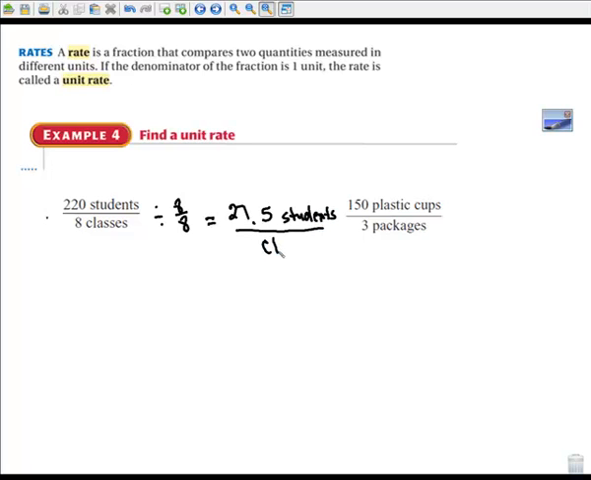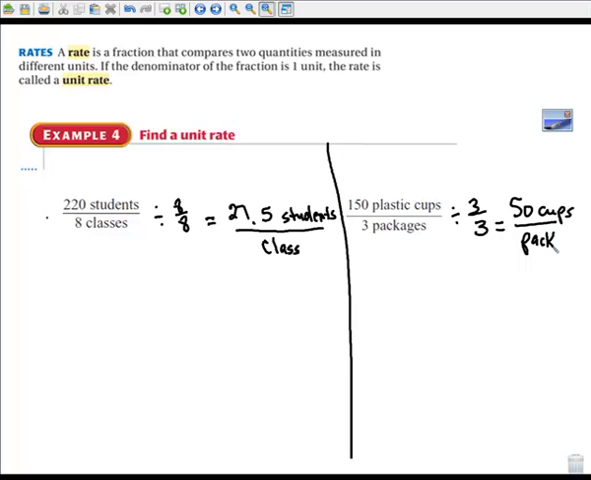per class. No, you can't have a half student, but statistically, statisticians look at halves, fourths, etc. So 150 plastic cups in 3 packages, I want to know how many per package. So I'll divide by 3 over 3. 150 divided by 3 is 50. So it's 50 cups per package.